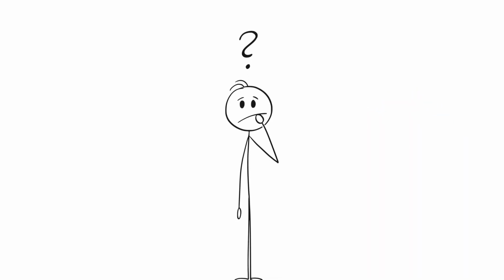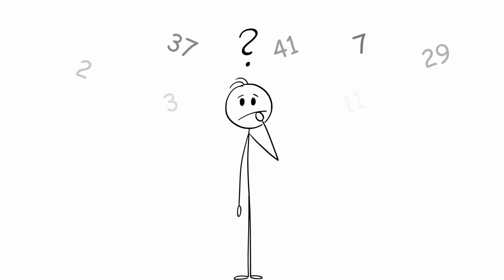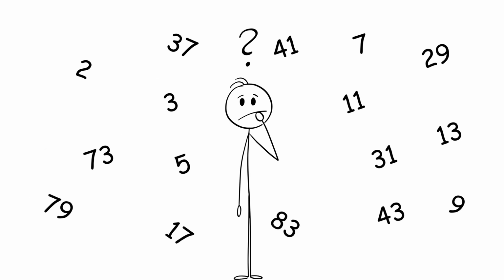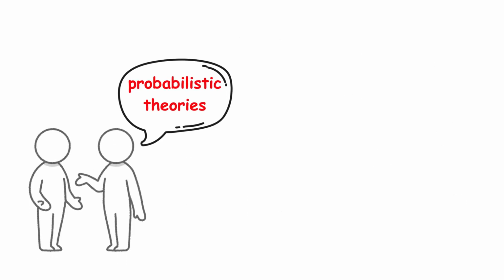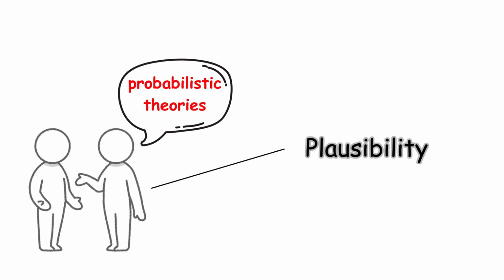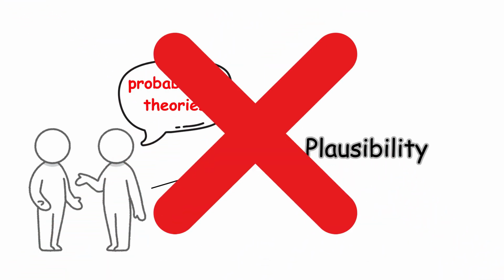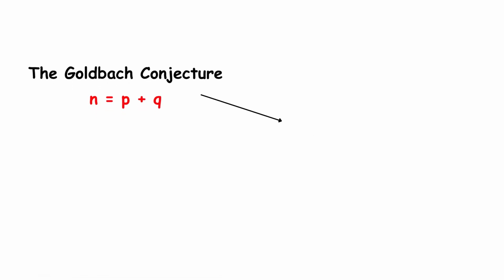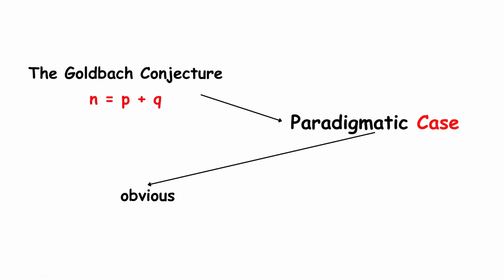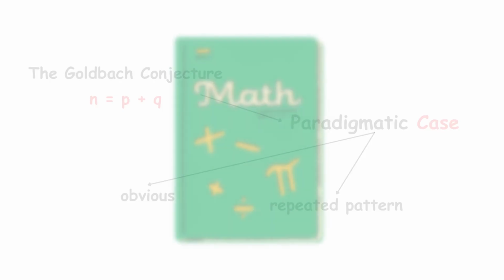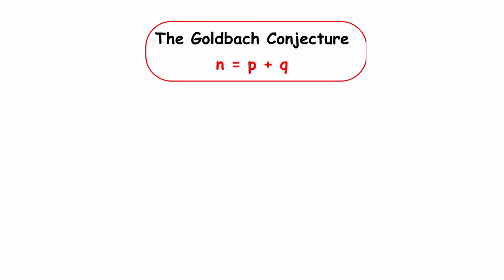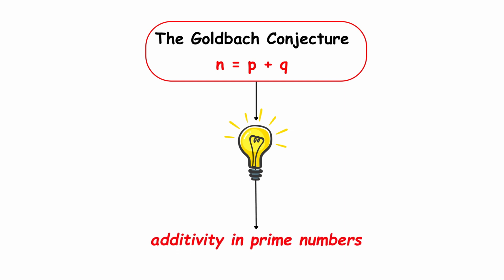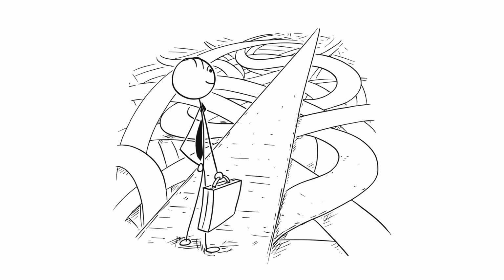One of the fundamental difficulties lies in the seemingly irregular distribution of prime numbers. Although probabilistic theories have been developed that suggest the plausibility of the conjecture, these are not sufficient for a formal proof. The Goldbach conjecture represents a paradigmatic case where an obvious and repeated pattern resists mathematical formalization. Solving it would imply significant advances in the understanding of additivity in prime numbers and would possibly open new avenues within analytic number theory and additive theory.